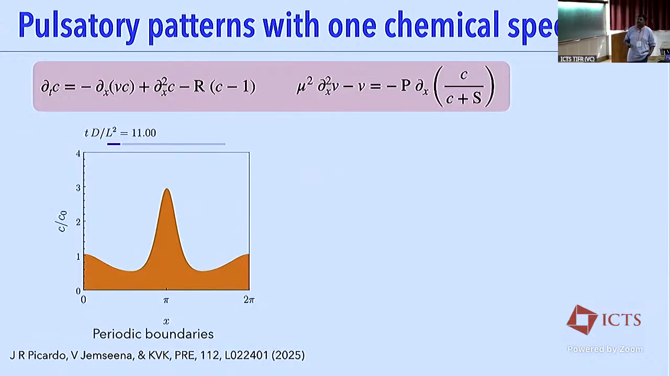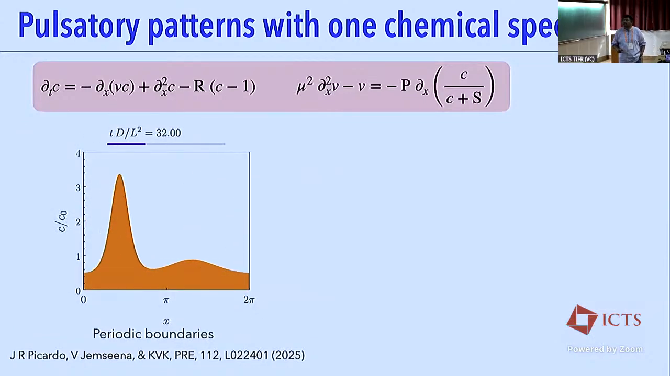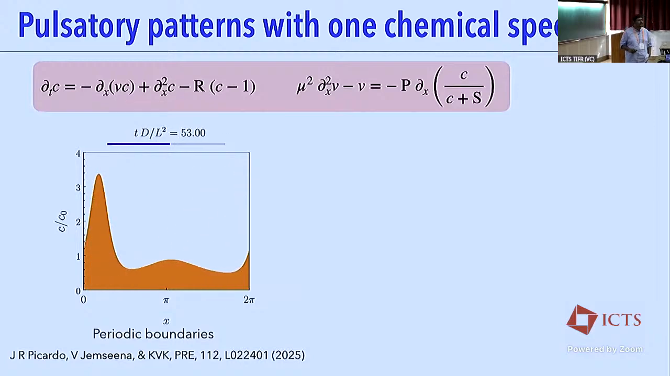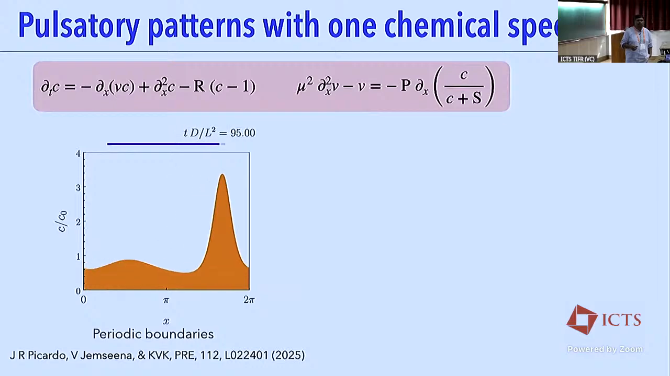So we did numerics, and to our surprise, we actually found traveling wave patterns in the system. So for some time, I thought there's some bug in the code and this is not fine.